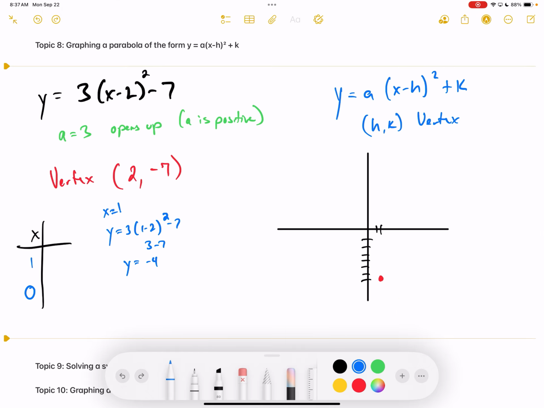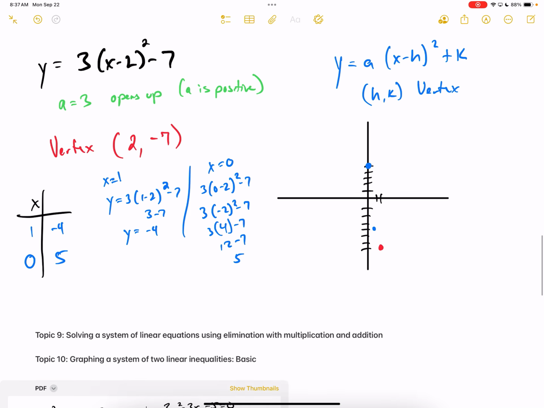All right, so 1, negative 4 would be right here, and then do x equals 1 or x equals 0. Three times negative 2 squared, and maybe I'll write some more steps out here so I don't make a sign mistake like I did last time. That's 5. Well, that jumps up fast. 1, 2, 3, 4, 5. Oh man, sorry.